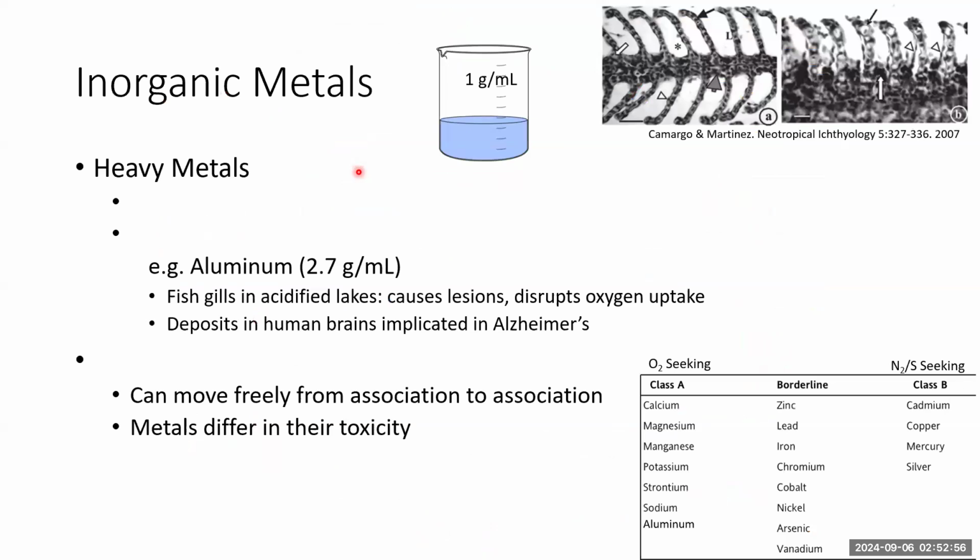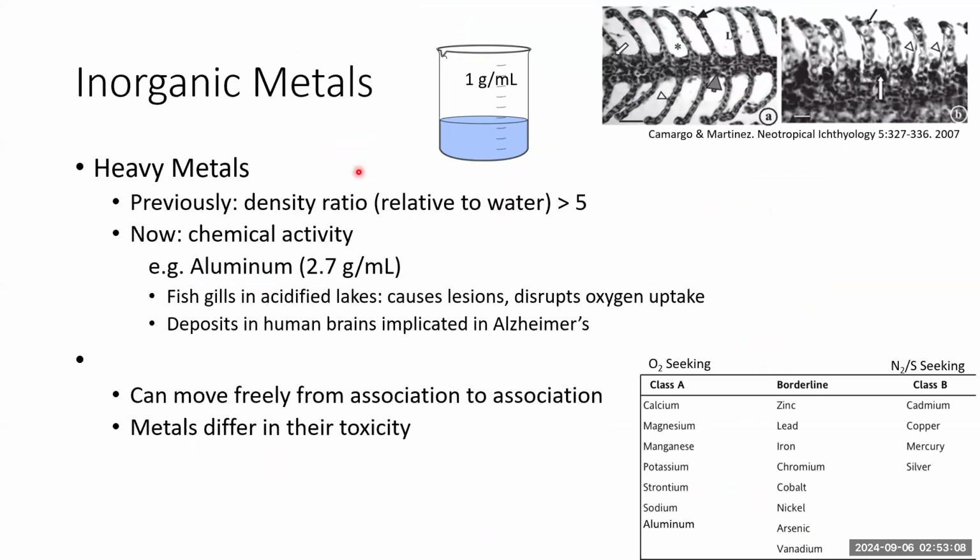So within metals, some metals are good, some metals are bad. We used to classify the bad metals as heavy metals. And a heavy metal previously was classified as some metal that had a density ratio, relative to water, of 5 or above. So if you recall, the density of water is 1, right? 1 gram of water takes up 1 milliliter of volume. So the density of water is 1 gram per milliliter.